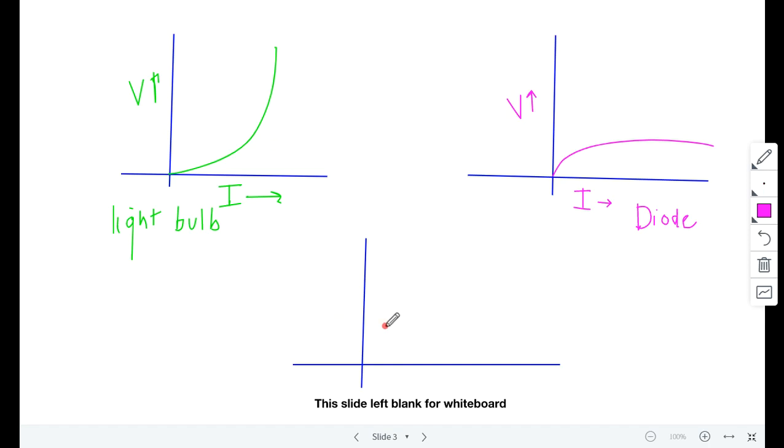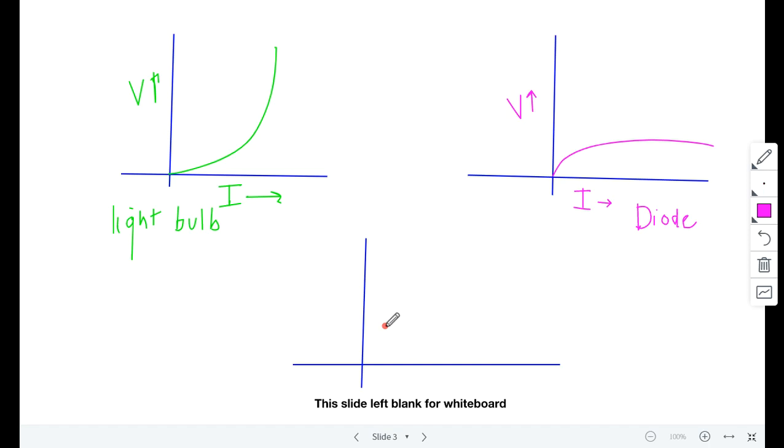Sorry, but what is a diode? A diode is basically, first of all, a conductor that conducts current only in one direction.